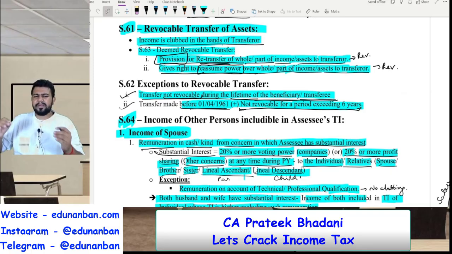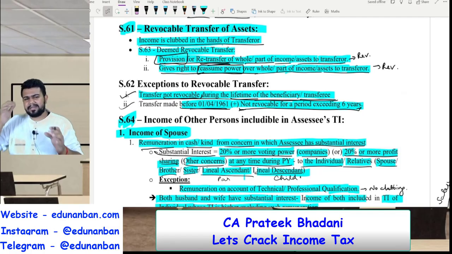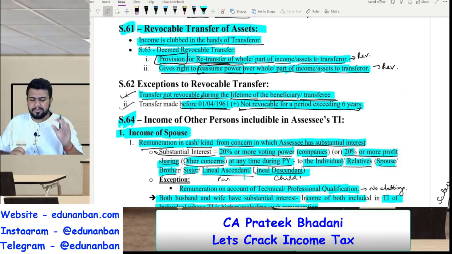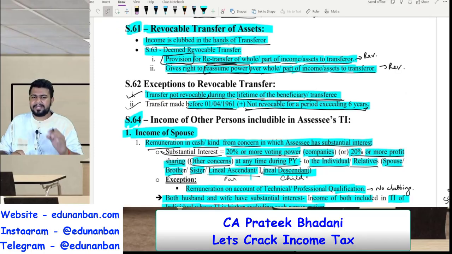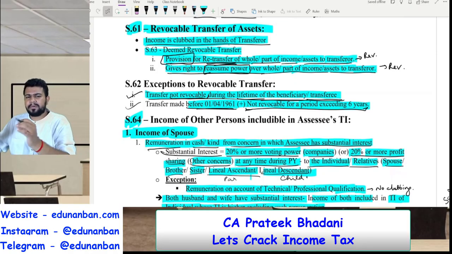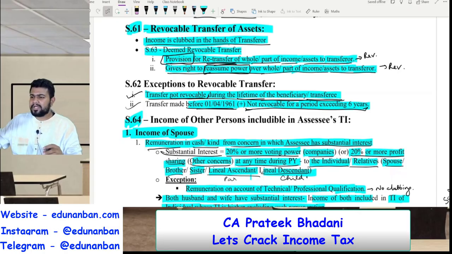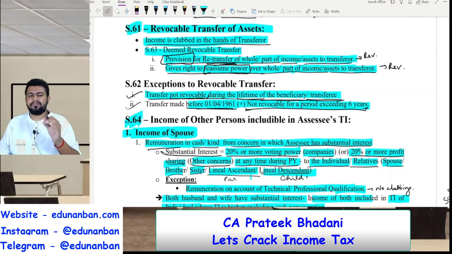So what is an example of irrevocable? If I transfer my property to someone and I tell them keep the property, keep the income, keep everything, I don't want anything from this property, then it is called permanent transfer, which is irrevocable transfer. However, what is revocable transfer? For example, I am giving my property to someone and telling them after 5 years you give that property back. Or I am giving the property to someone and telling them give me the income from that property. In such cases it is called revocable transfer.